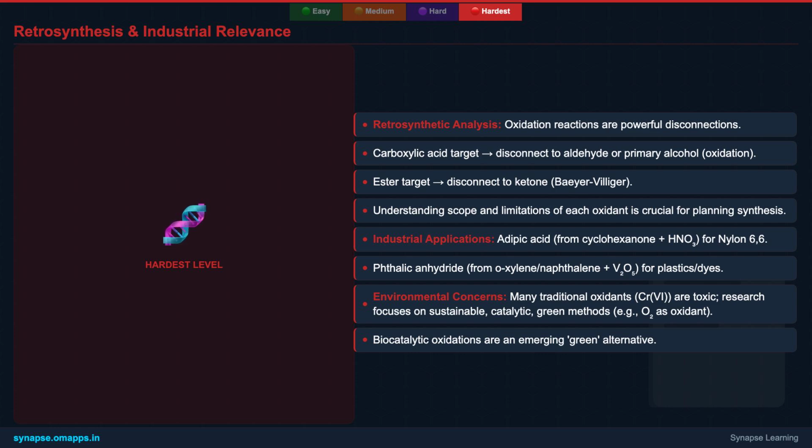Industrially, these oxidations are vital, from producing adipic acid for nylon from cyclohexanone to phthalic anhydride for plastics. However, the environmental impact of many strong oxidants like chromium compounds is a growing concern, pushing for greener alternatives.